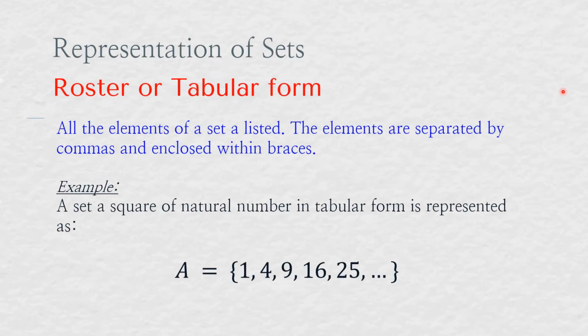The first question in set theory is how to represent a set. Since it is a collection of elements, how do we represent those elements? There are two methods of representing sets. First is roster form or tabular form, and second is set builder form. In roster or tabular form, all the elements of the set are listed, separated by commas and enclosed within braces. For example, a set of squares of natural numbers in roster form is written like the example shown here.